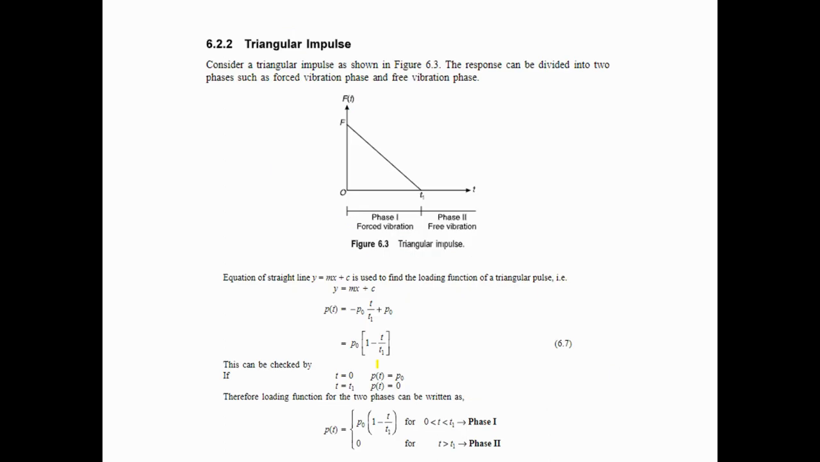And the triangular impulse. In the triangular impulse, we have two phases. The first phase is forced vibration, and the second is free vibration.